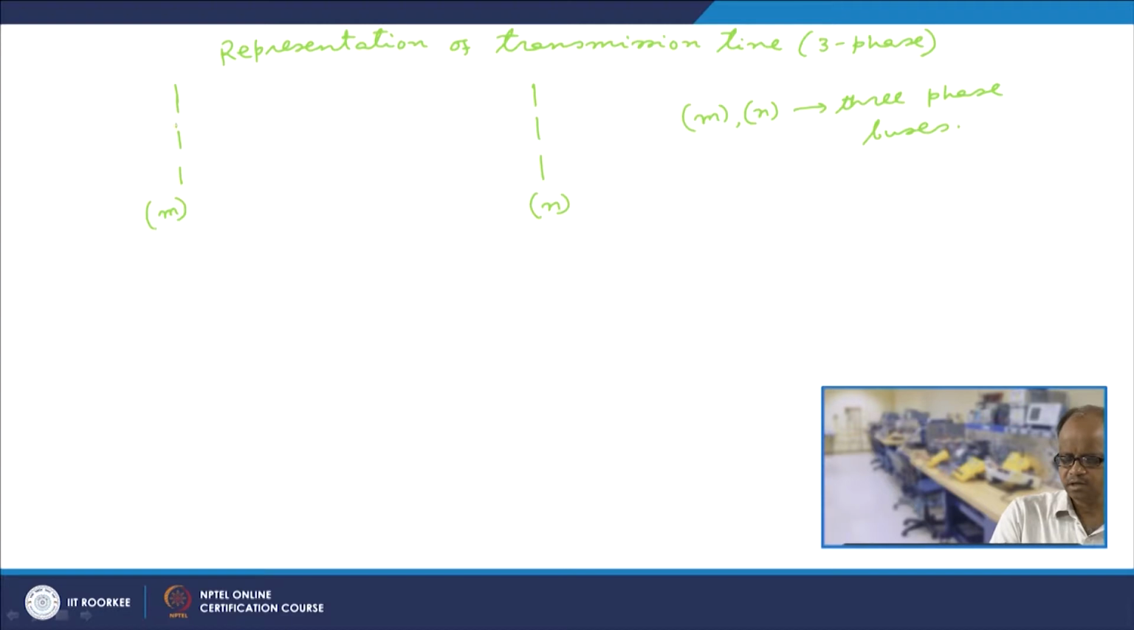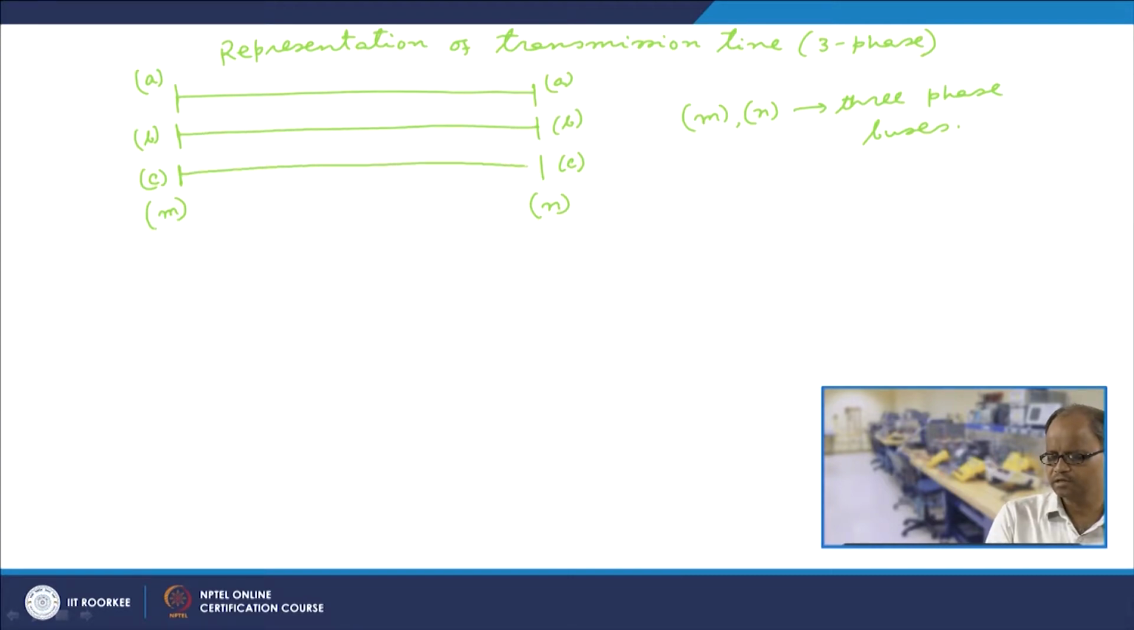So this is bus M and bus N. This is phase A, phase B, phase C, and this is also phase A, phase B, phase C, and in between there is a 3 phase line. Now, in the case of a single phase circuit, what we represent is that it has some series impedance as well as some shunt half line charging susceptance.